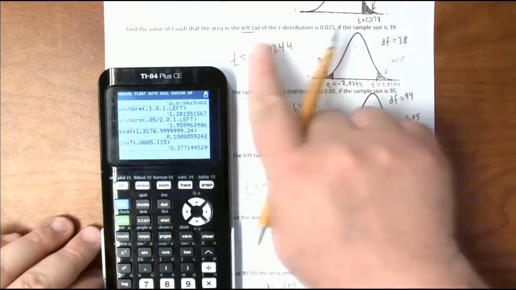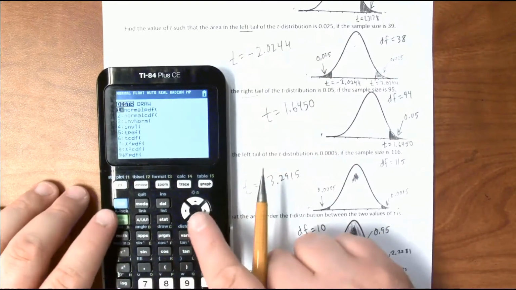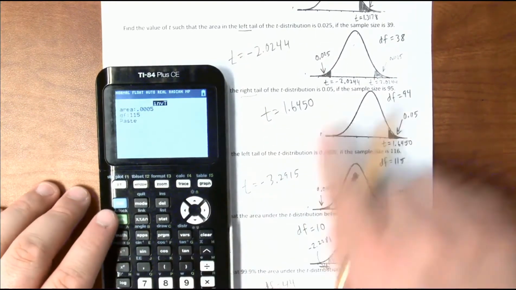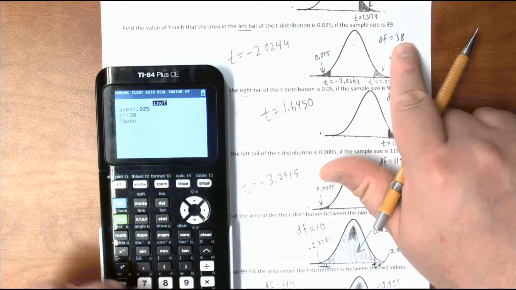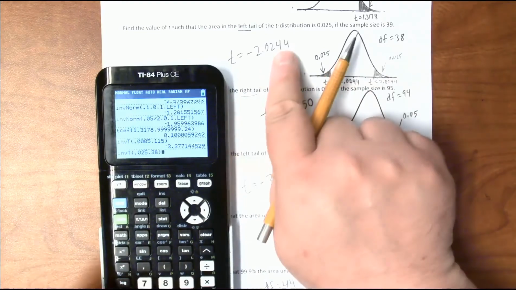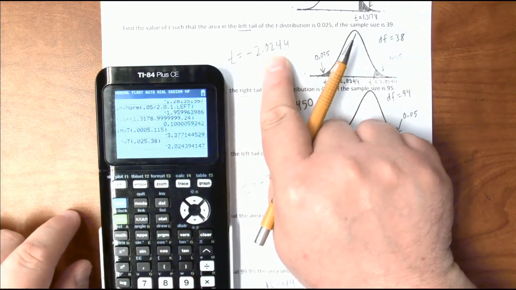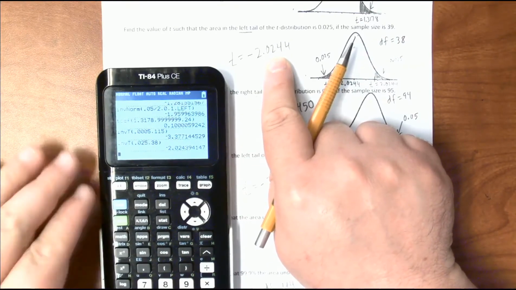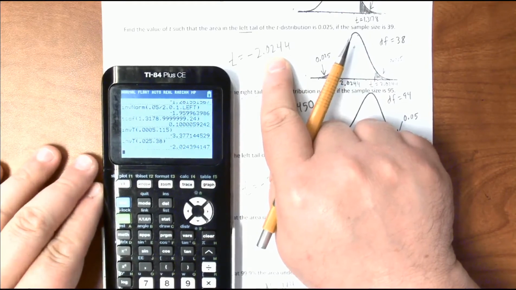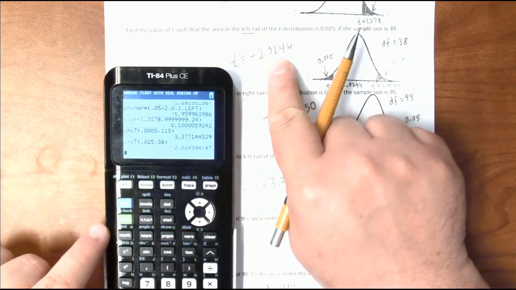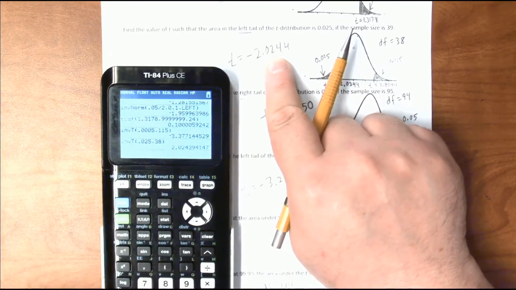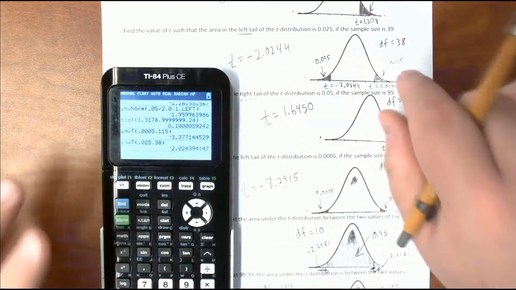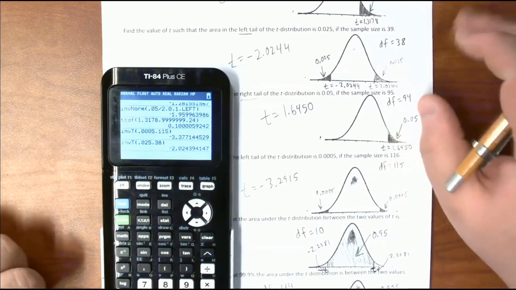So here, distributions, inverse t, the left tail probability was 0.025, degrees of freedom were 38, and let's see if we get that precisely. Negative 2.0244, yes, precisely when rounded. That sounds weird, but if you round this answer, you get that. So when you don't have to use that bottom row of the chart, using the calculator will get you precisely the same answer. Things get a little weird when you use the bottom row, but that's kind of unavoidable.